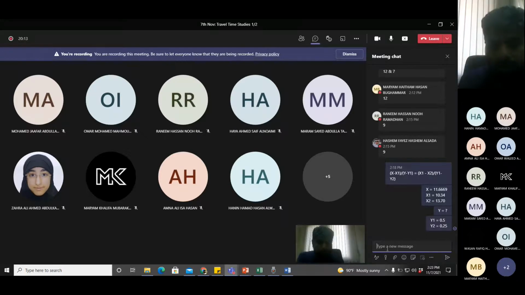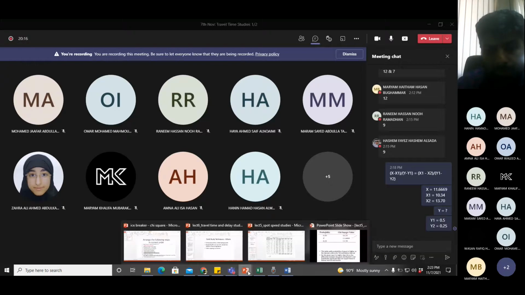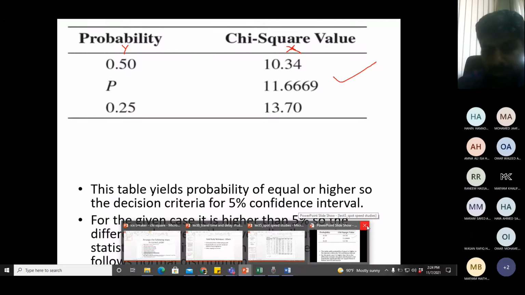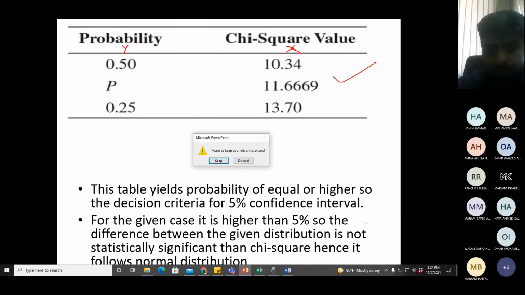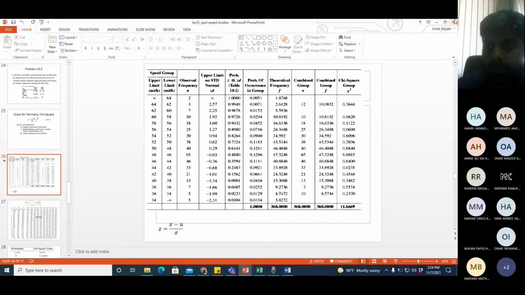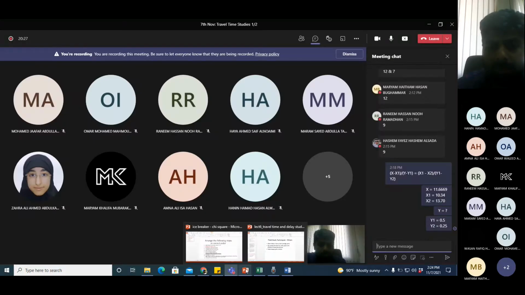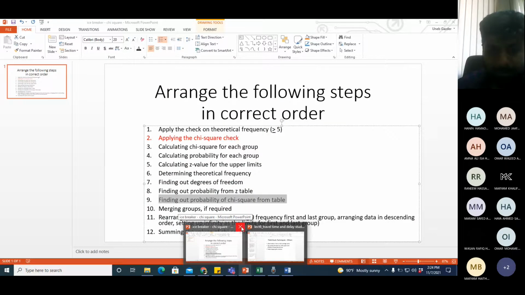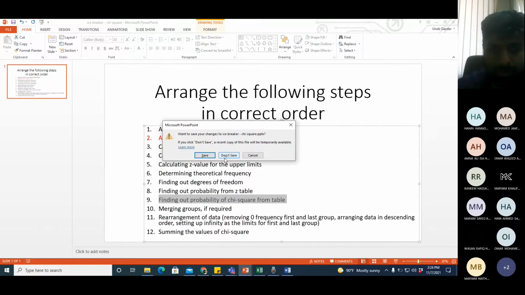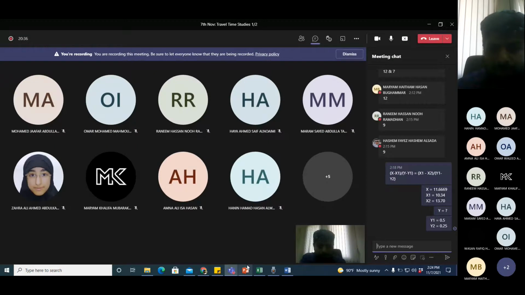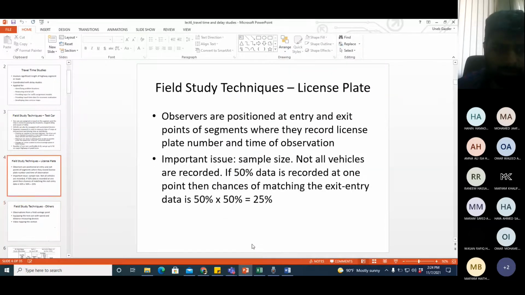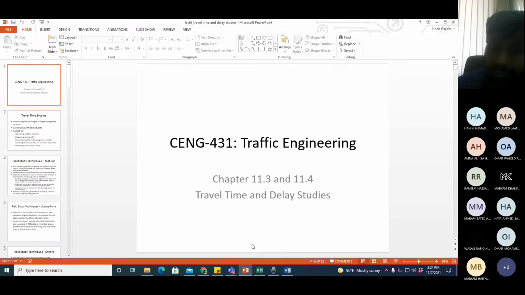Now I will move to the next topic, which is from the same chapter. We were doing spot speed from chapter 11, and the next topic is also from chapter 11, which is travel time and delay studies. You can imagine that travel time and speed are interrelated. If I know the travel time, I can know the speed, so that's why they are in the same chapter.